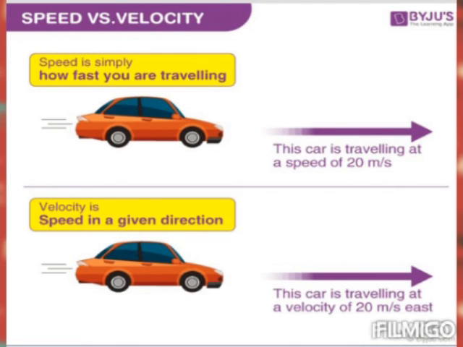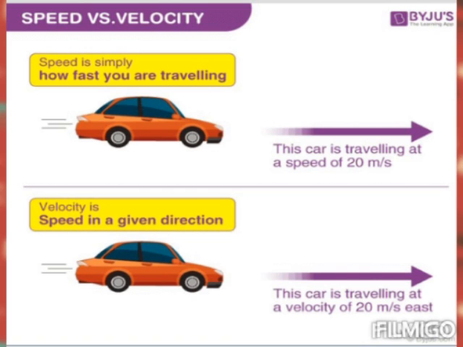Okay students, if we compare speed and velocity, in the first figure you can see the speed is simply how fast you are traveling. That's it. This car is traveling at a speed of 20 meters per second. It means the car covers a distance. In another figure, velocity is basically also a speed, but in a given, specific direction. So we use the displacement. So the definition of velocity becomes the rate of displacement.